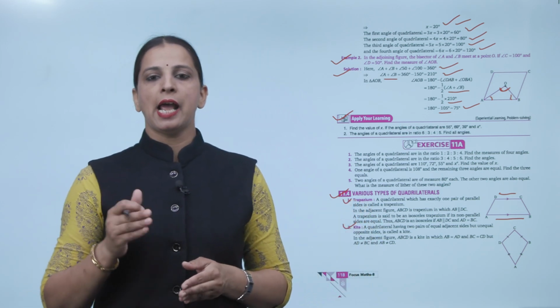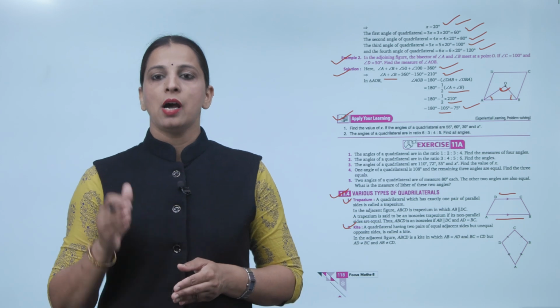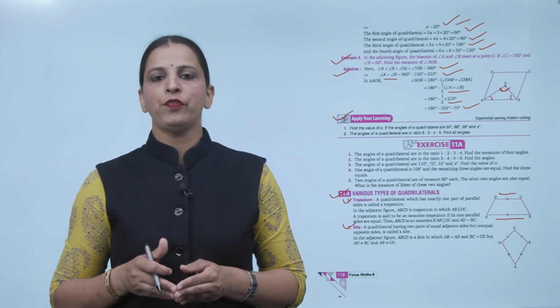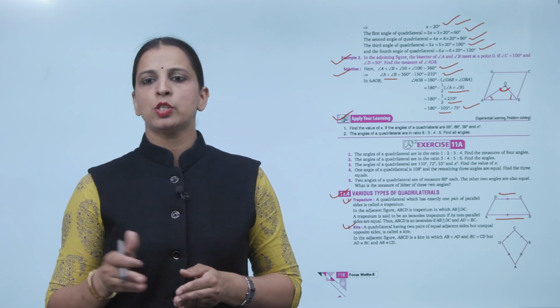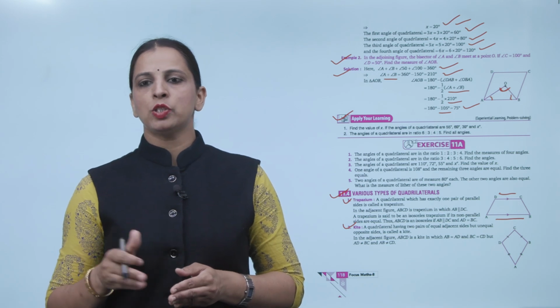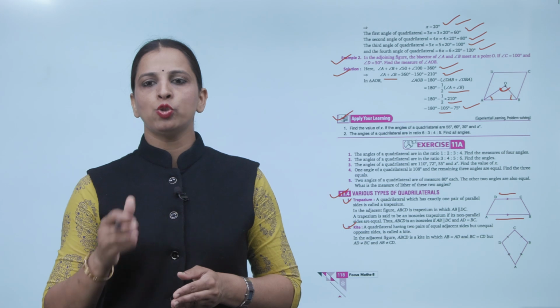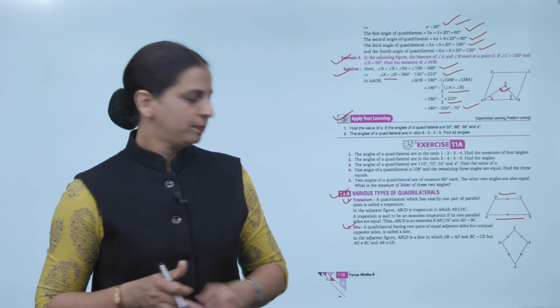A quadrilateral having two pairs of equal adjacent sides but unequal opposite sides is called a kite. In the adjacent figure, ABCD is a kite in which AB is equal to AD and BC is equal to CD, but AD is not equal to BC and AB is not equal to CD.